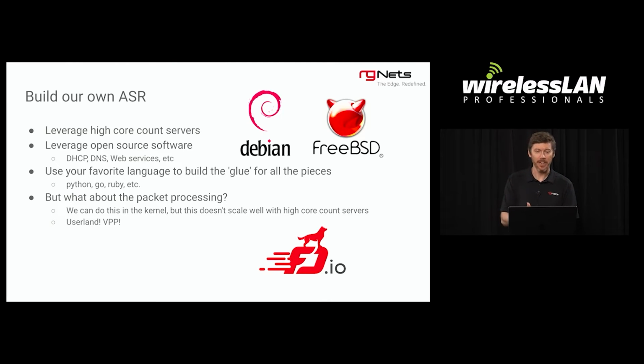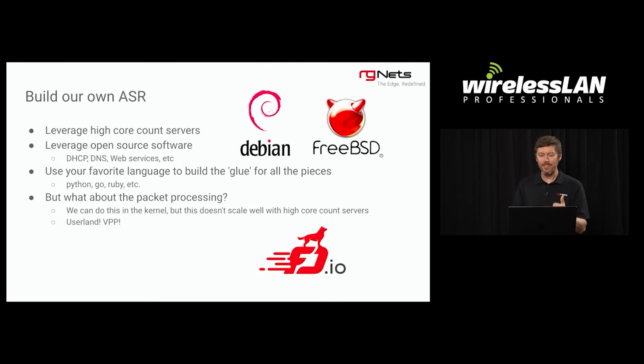Well, we can leverage high core count servers. You can go and buy a 256 core 1U server from HP or Dell. We can leverage open source software. You like Linux, you like FreeBSD, all the other open source things that we're going to need, DHCP, DNS, web services, database, etc. You'll pick your favorite language to go and build the glue between those different pieces. You're going to need to develop automation to create the configuration for the packet processing and the firewall and your DHCP configuration and your web configuration, etc.